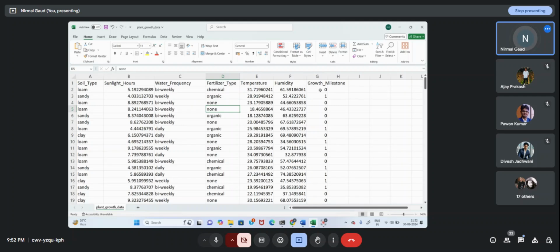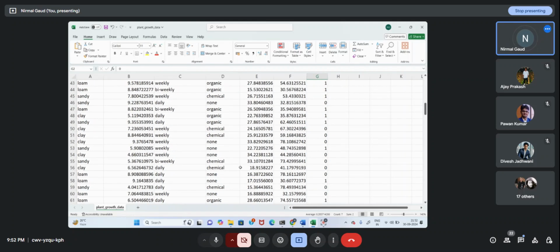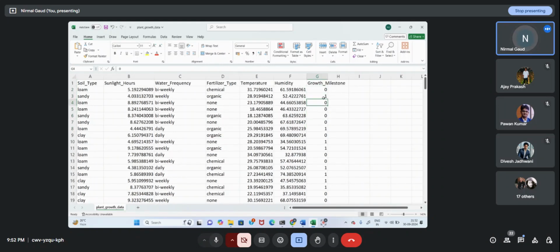Okay, and here is the target growth milestone. So how these features are impacting the growth milestone? We can see that all the features are having the impact. We don't have any kind of a feature which is unnecessary, not mandatory, that we can assume is not related to the growth milestone. All the features are related to the growth milestone.